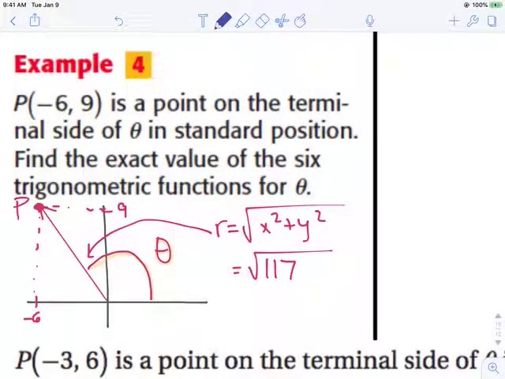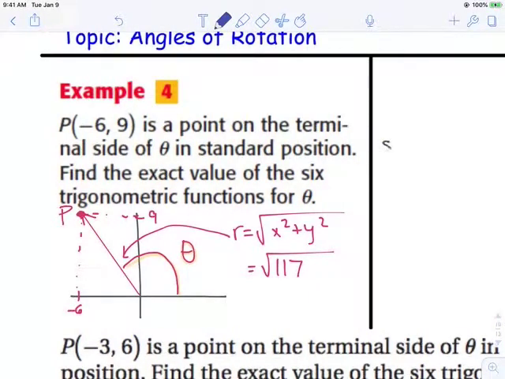Now I have everything I need to answer questions like what's sine of theta? Sine of theta, recall what it was, what over what? It is opposite over hypotenuse, but in this scenario, y over r. So my y value is a positive 9. My r is the square root of 117. I don't leave it like this. I have to do what Mary did earlier: rationalize the denominator to get 9 root 117 divided by 117.